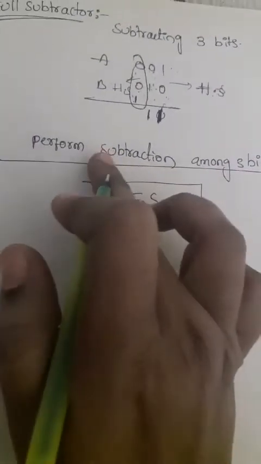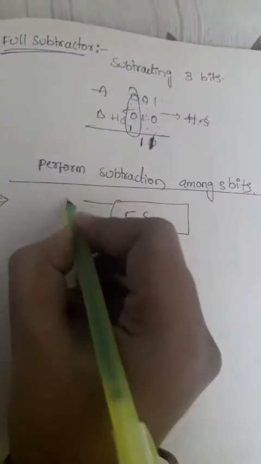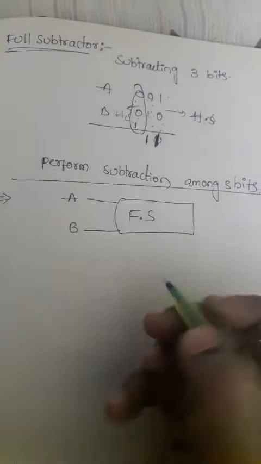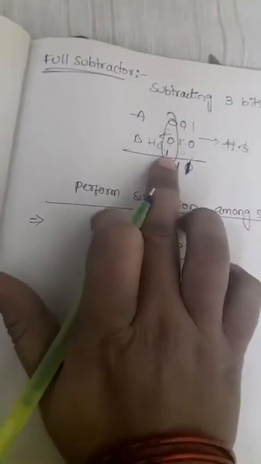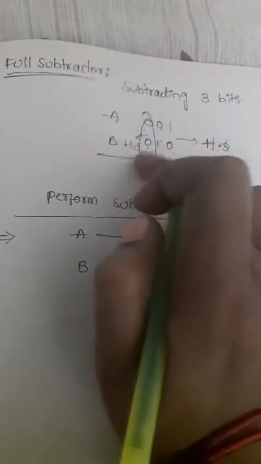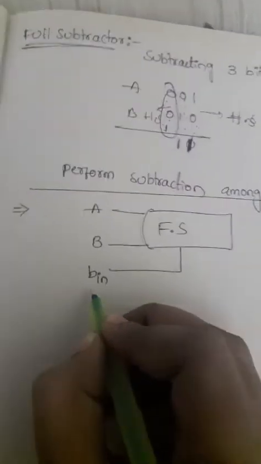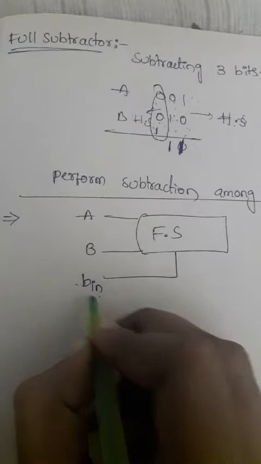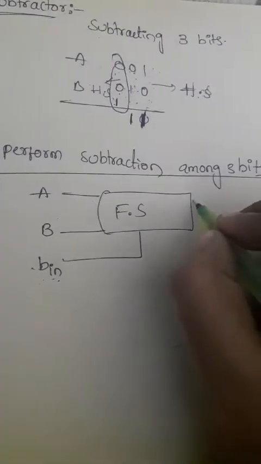So already we know the subtraction is among 3 bits, that means it consists of 3 bits. So I can choose A, B, and another bit. What is the other bit here? This is the borrow of the previous bit, right? So that borrow bit I can represent as small b, so B in. Why I am choosing B in, I can explain here.